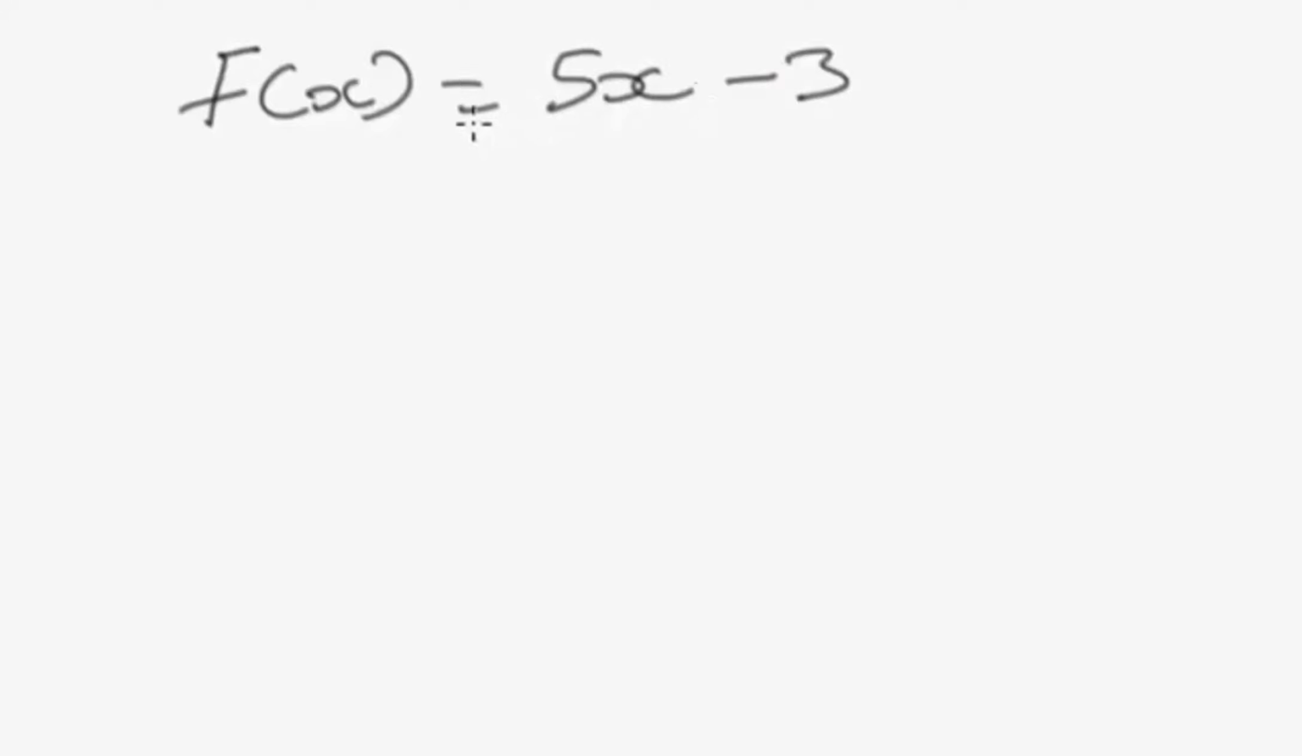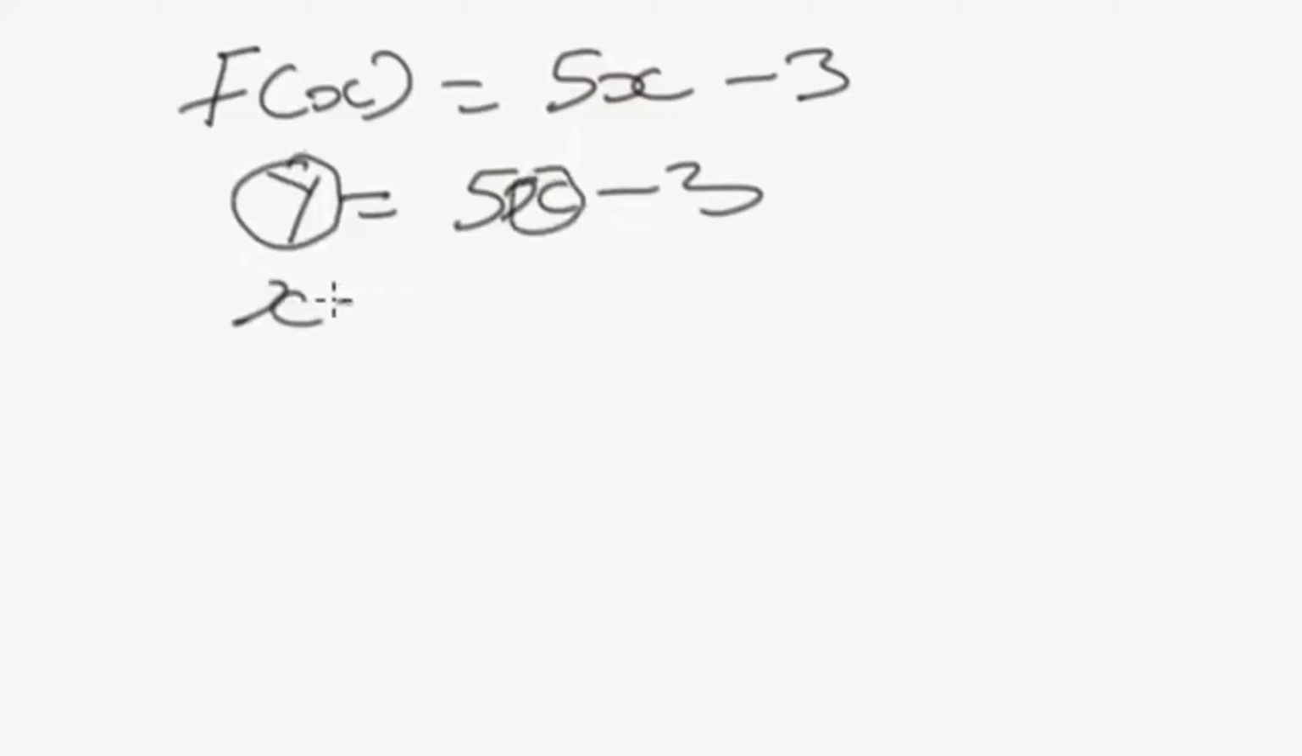So we are given this function f of x equals 5x minus 3. We have to find the inverse function. Now note that the idea behind an inverse function is to interchange x with y and then make y the subject of the formula. In calculus, f of x is the same as y, so we have y equals 5x minus 3. Once you have done this, you then interchange this x with this y.